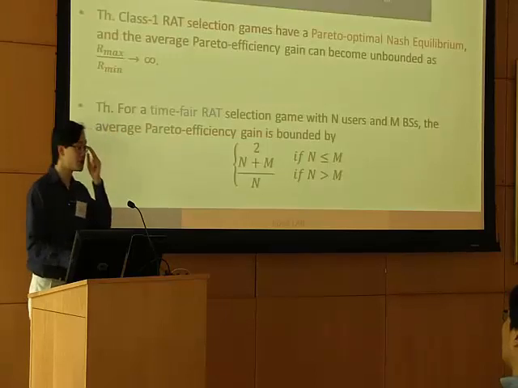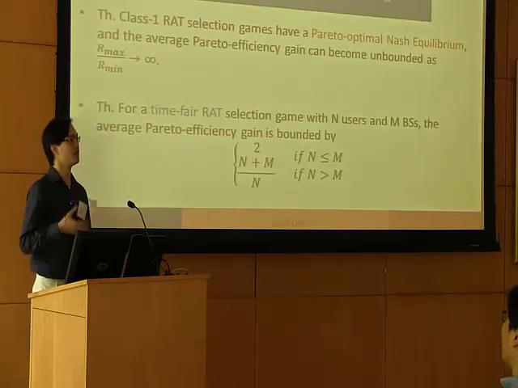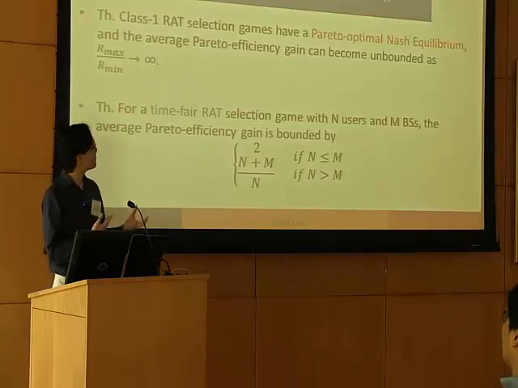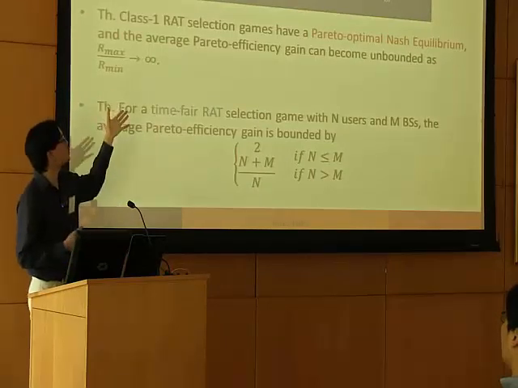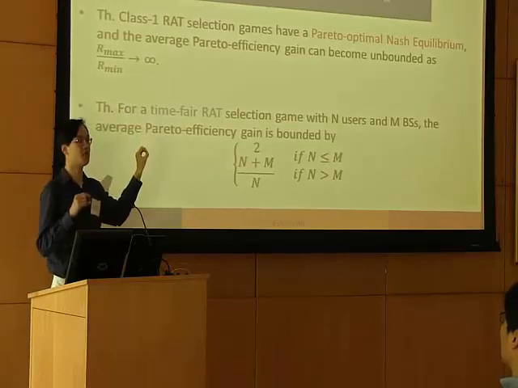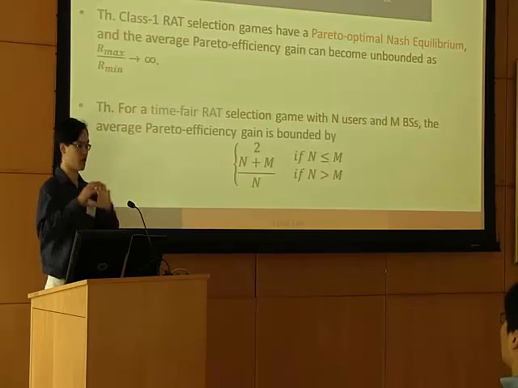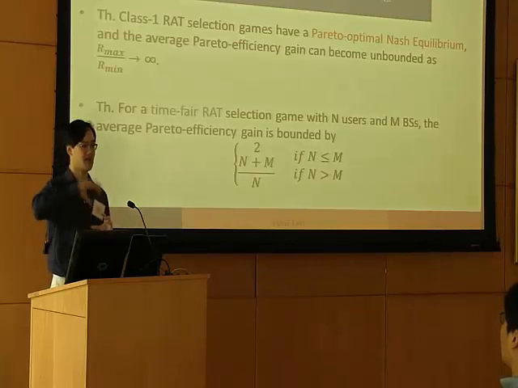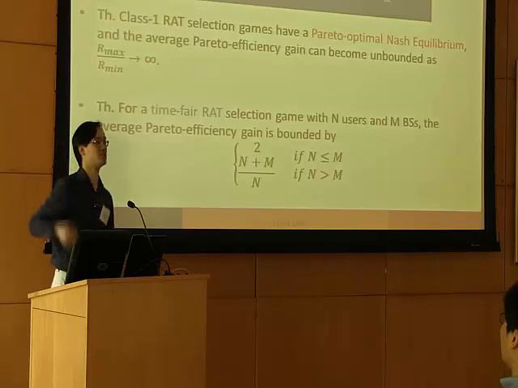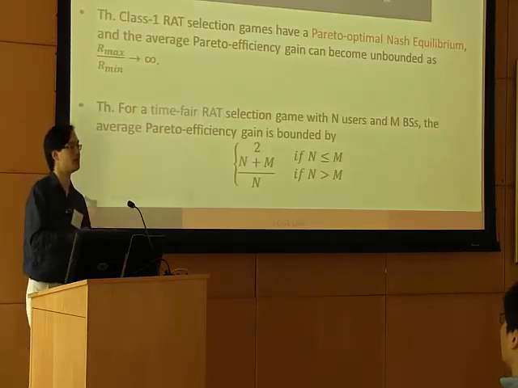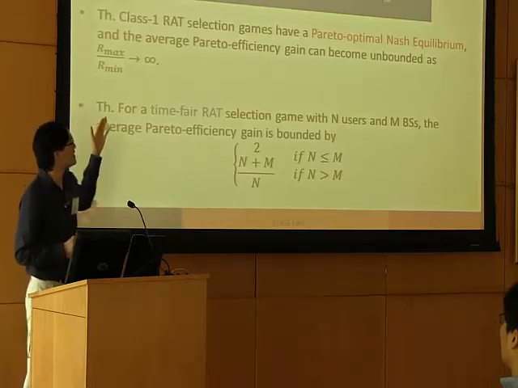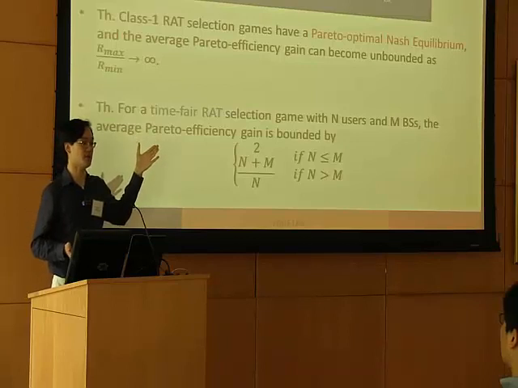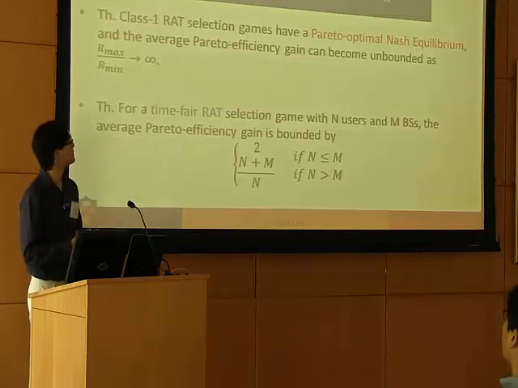So now that we've been able to show that these things actually converge, let's take a look at how good these convergence points are compared to the centralized control that we're looking at. We do this by talking in terms of the average Pareto efficiency gain, which is basically the average per user throughput gain between your current distributed Nash equilibrium and a theoretical centralized Pareto optimal state. So basically, how much would you gain from switching from distributed to centralized? And we've been able to show that for class 1 RAT selection games, some Nash equilibria are actually Pareto optimal. This is very interesting to find out.